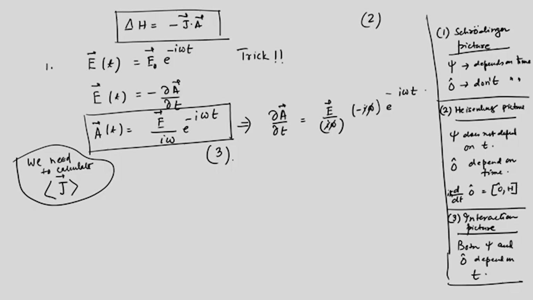So, we will resort to the interaction picture here, because you saw that the Hamiltonian, or at least the delta H, which we are interested in, is time dependent through the A, the vector potential. So, we will resort to this picture, and of course, we will have to evolve the wave functions. Wave functions are definitely time dependent. As time passes by, the wave function evolves as well.